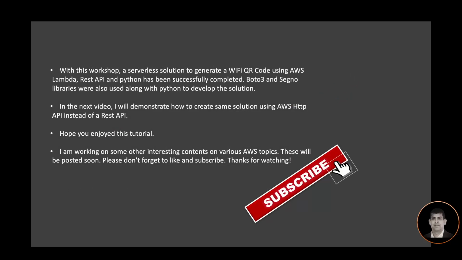So with this workshop, a serverless solution to generate a Wi-Fi QR code using AWS Lambda, REST API, and Python has been successfully completed. Boto3 and the Segno library were also used along with Python to develop the solution. In the next video, I will demonstrate how to create the same solution using AWS HTTP API instead of a REST API.